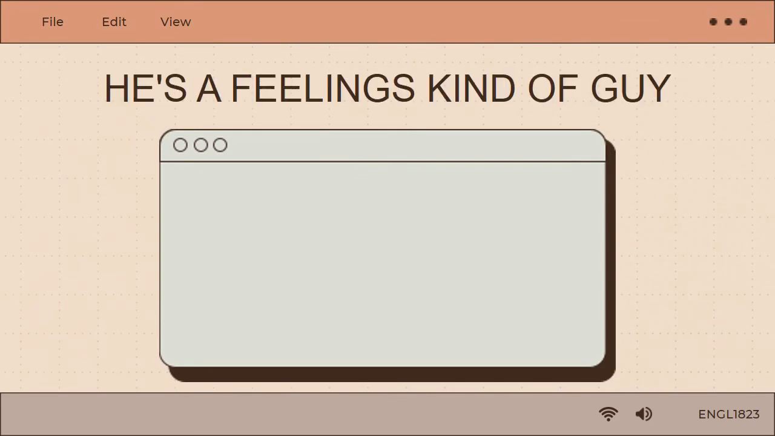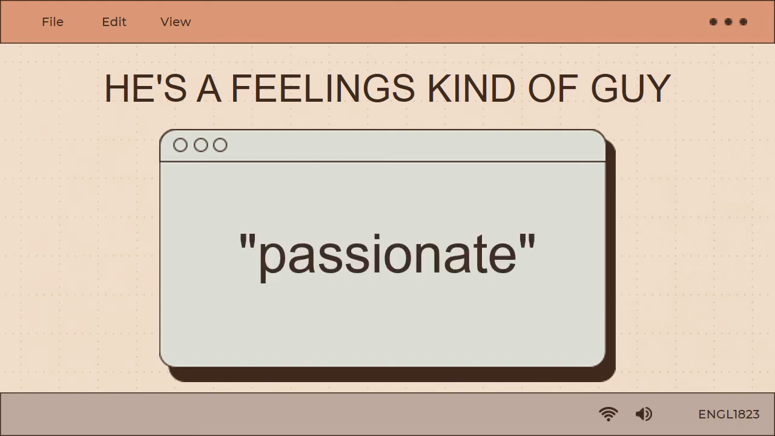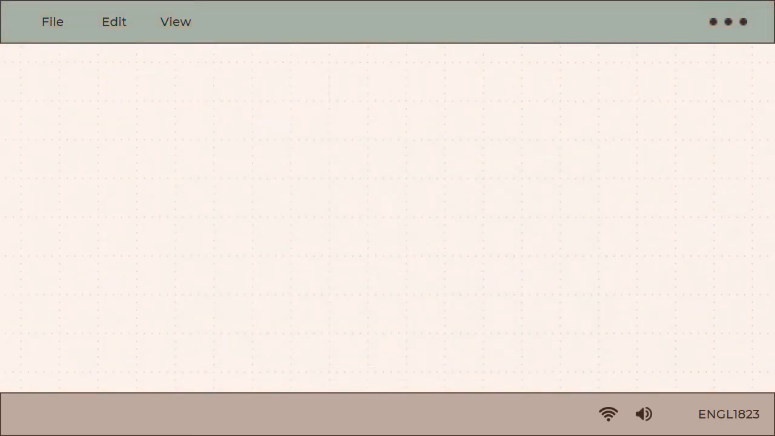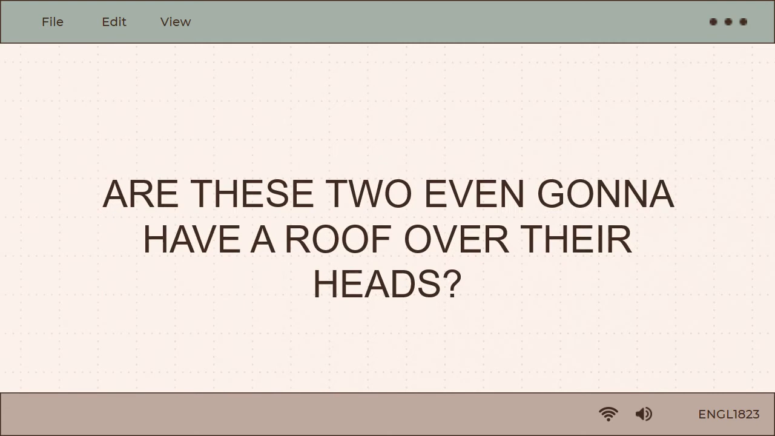In fact, the speaker's arguments all appeal to sensations and feelings as opposed to logical reasoning. The use of the word "passionate" in the title might not be Marlowe's, but it's a spot-on description of the way the speaker seems to be making decisions, based on emotions and passions as opposed to reasoning. I mean, are these two even gonna have a roof over their heads?